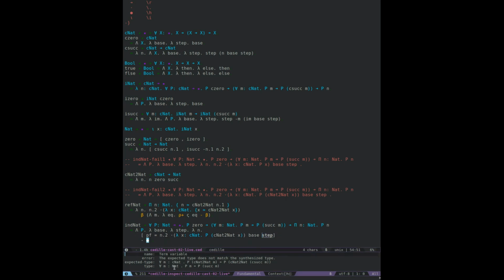Again, yes, step is defined in terms of nat. Step is defined in terms of nats, but the type that we need to give for the step case is something that's defined over CNATs. But it's much easier to go from nat to CNAT.